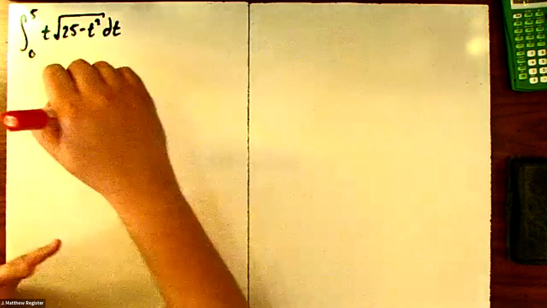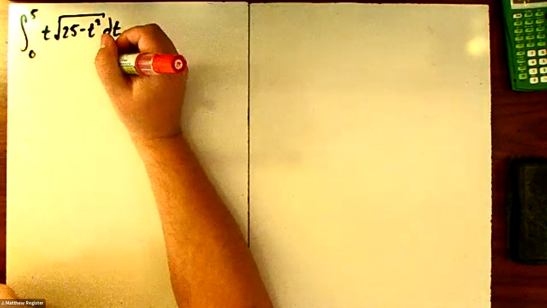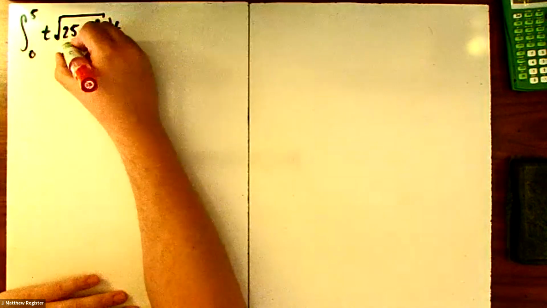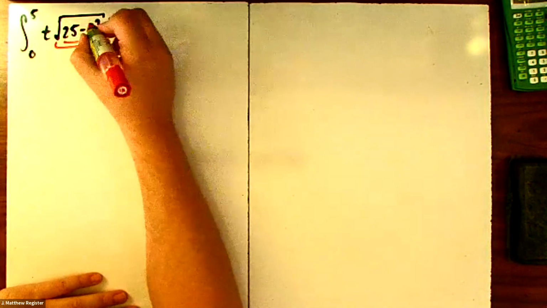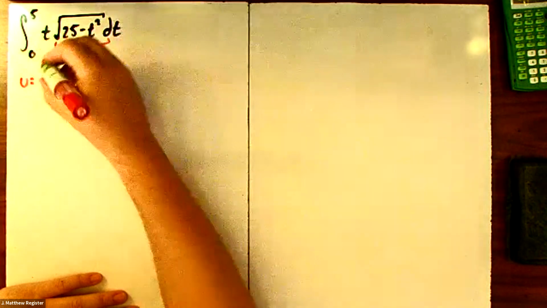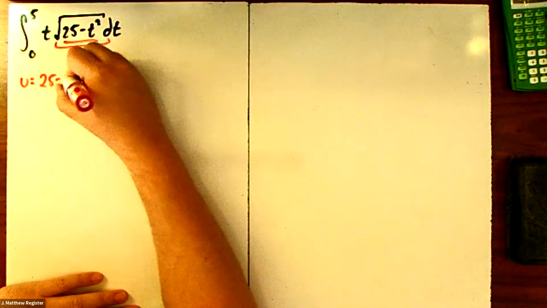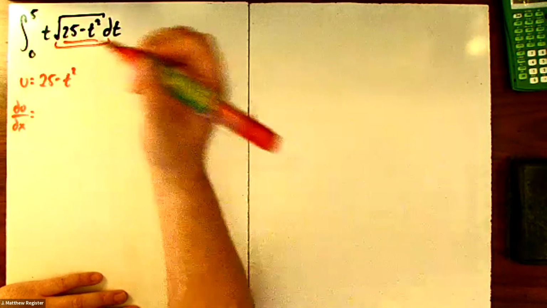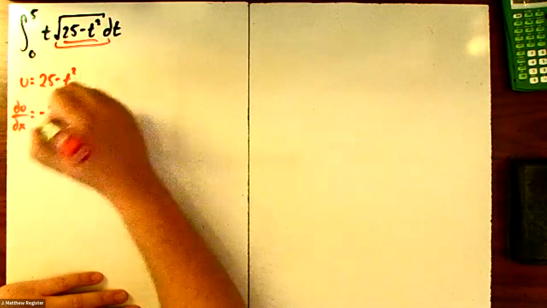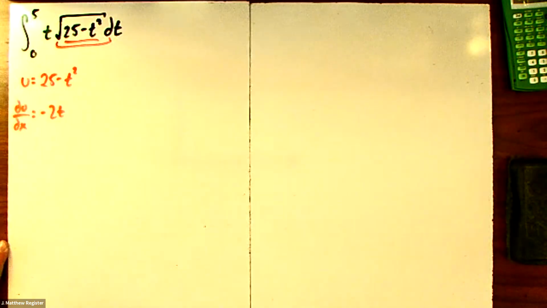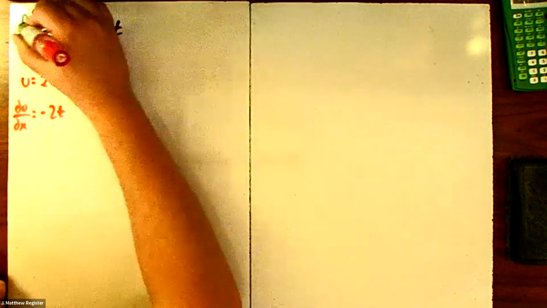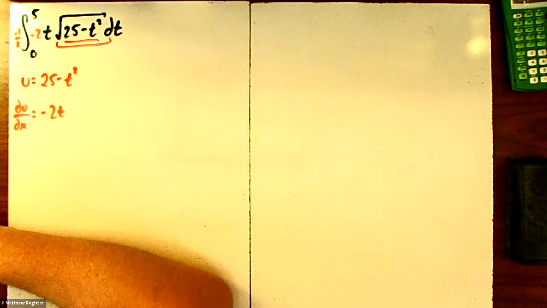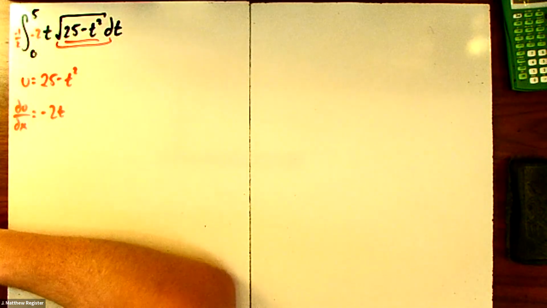And so in this case, we can do the same substitution stuff we've done in the past. And so we can see that this is a function inside of a function. Our u would be 25 minus t squared. And so our du dx would be equal to negative 2t. Well, we are missing that negative 2. So we can put the negative 2 in, which means we would need to balance it with a negative 1/2.